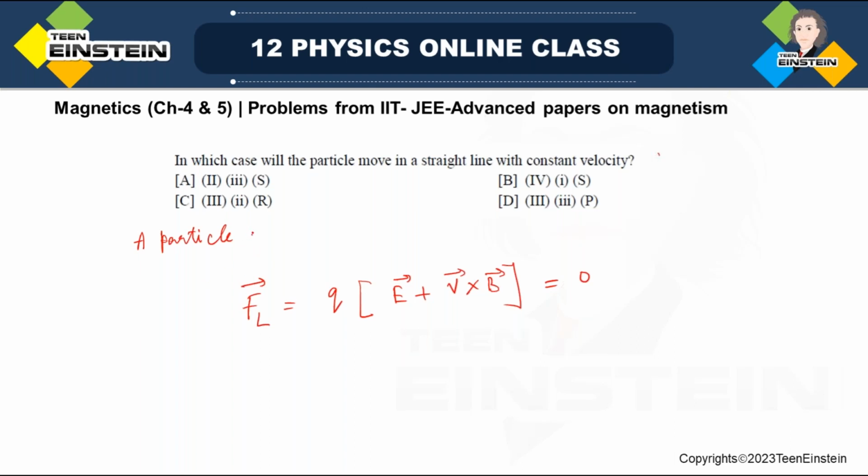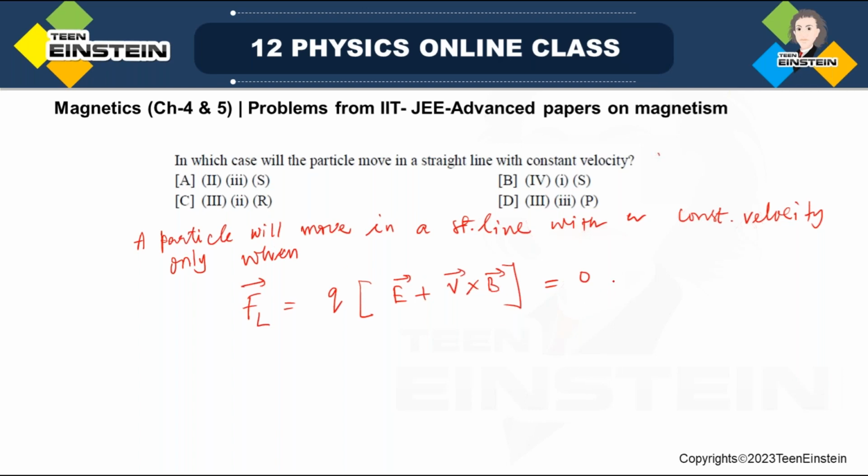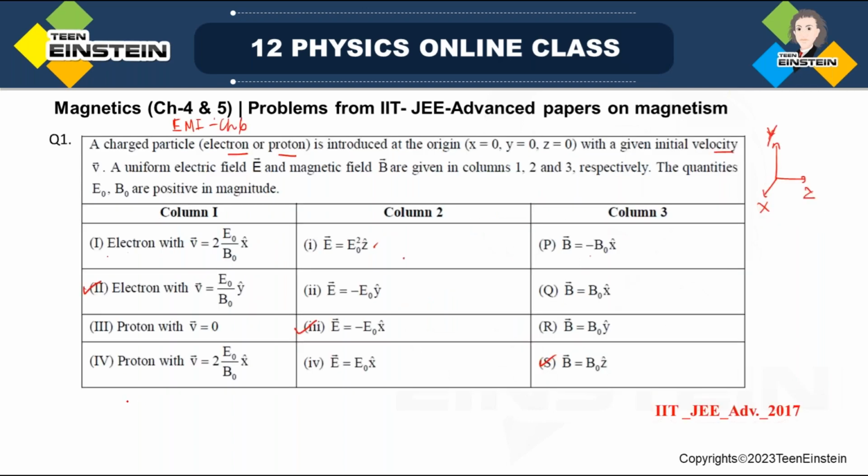So a particle will move in a straight line with a constant velocity only when the Lorentz force will be 0. Now we have to check for which combination the Lorentz force is going to be 0. Look, the first option itself. We'll just write the force over here.